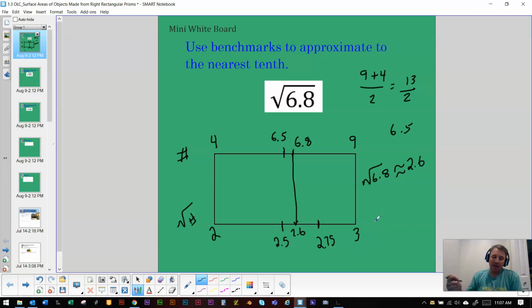Now, I'm going to put it in my calculator. I'm just going to see how accurate our guess, or estimate, was. So the square root of 6.8 is 2.607. So you can see without using a calculator, we got really close. Really close estimate using our benchmark method. Okay, let's move on to the next one here.